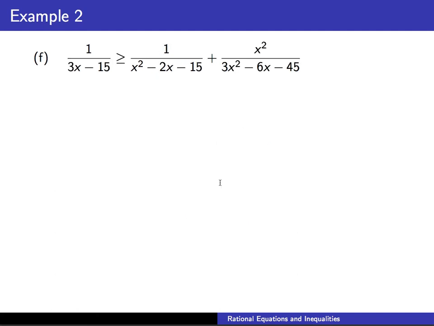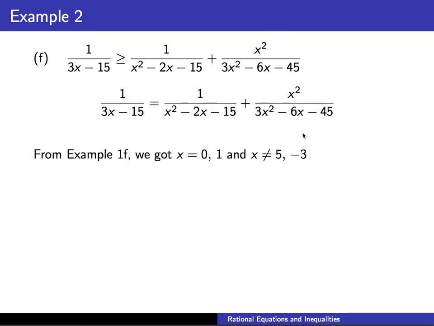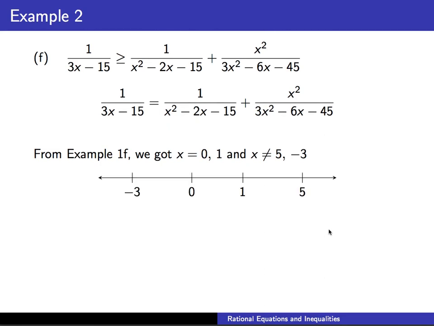Finally, part F, we have 1 over 3x minus 15 is greater than or equal to 1 over x squared minus 2x minus 15 plus x squared over 3x squared minus 6x minus 45. We solved the equation part in example 1F, and we got solutions of x equals 0 or x equals 1. And for our domain, where the denominator would equal 0, x is not allowed to equal 5, nor is it allowed to equal negative 3. So we have negative 3, 0, 1, and 5 as critical values.